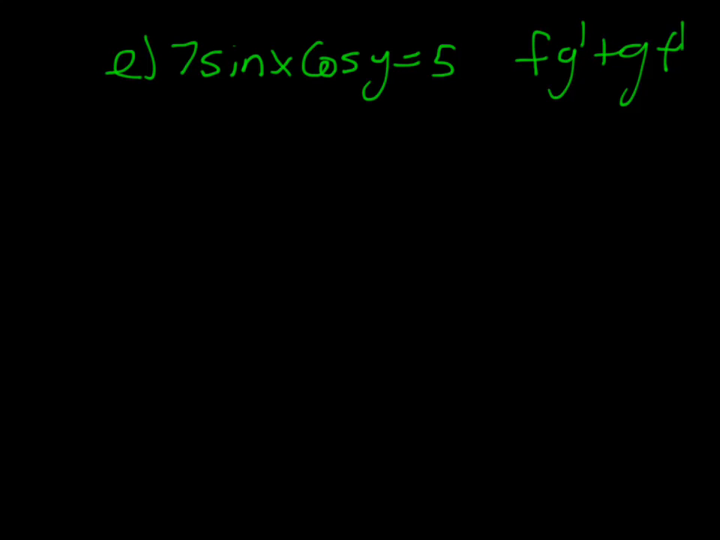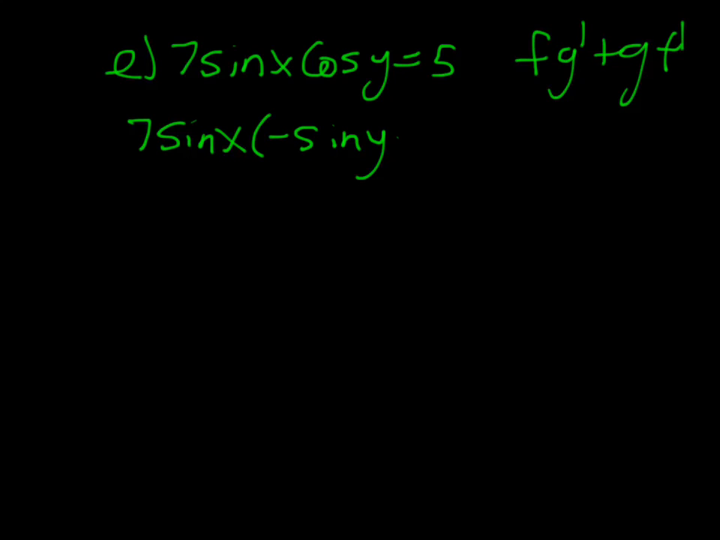So I'm going to call my f to be 7 sine of x, and my g to be cos y. So I have 7 sine x times g prime, so that's going to be the derivative of cos y, which is negative sine y. And I always remember, when I'm taking the derivative of a trig function with something other than x inside the function, we have to use chain rule.